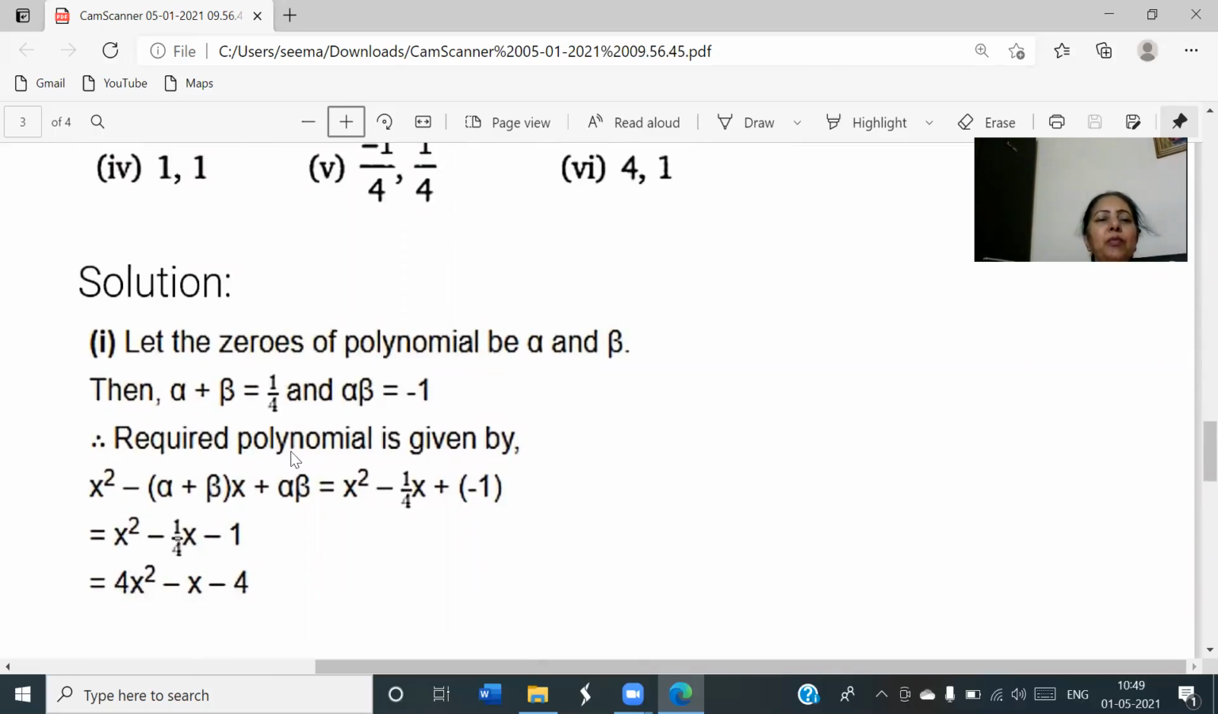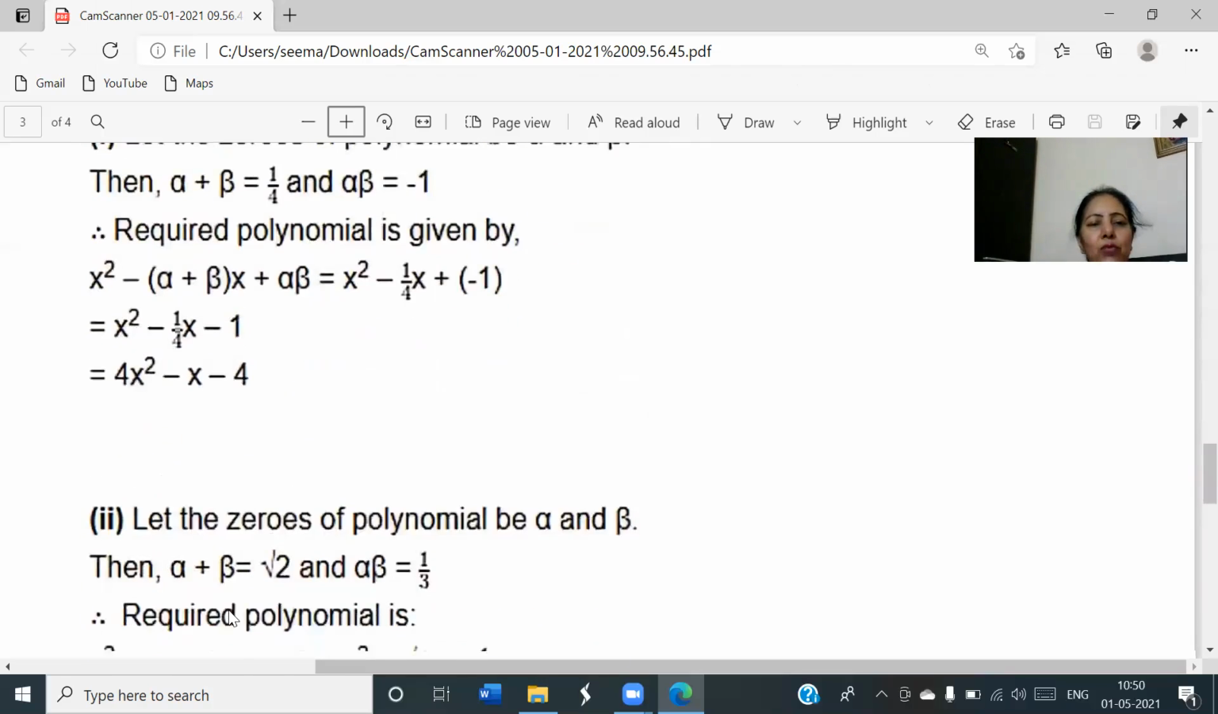You can see here the polynomial is x square minus sum of zeros into x plus product of zeros. Let us replace alpha plus beta, which is sum of zeros, 1 by 4, and alpha beta, which is product of zeros, minus 1. By simplifying it and by taking LCM, we are getting this quadratic polynomial. Similarly, you can see the next one.